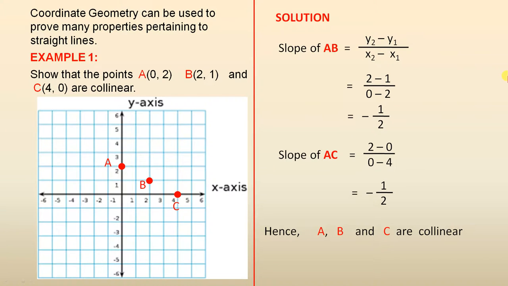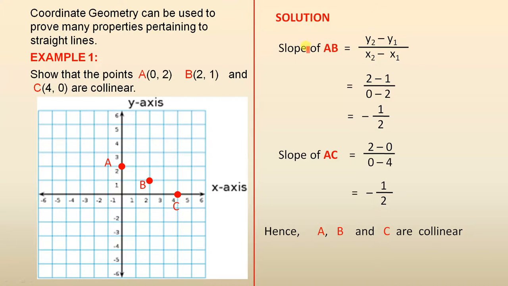Coordinate geometry can be used to prove many properties pertaining to straight lines. Example 1. Show that the points A, B and C are collinear. And I've plotted A, B and C on the number plane. Now they may look collinear, but that's not good enough. We actually have to prove it by using each of the coordinates.